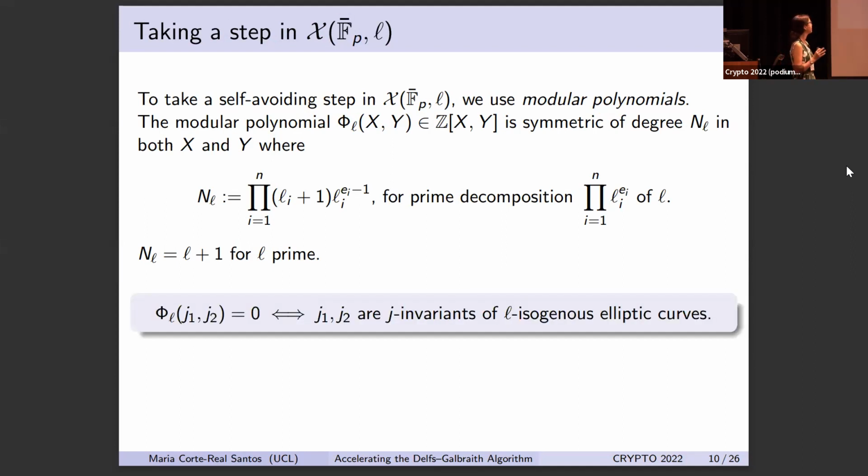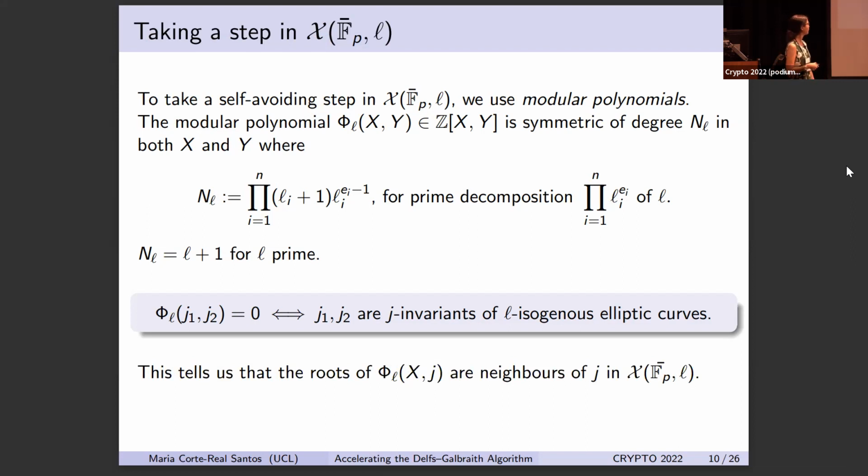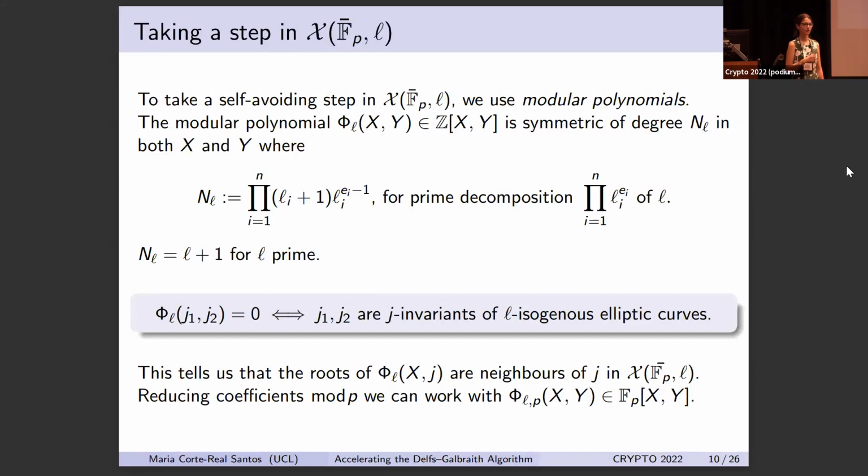And the key point of these modular polynomials is that if you evaluate them at two J invariants, it will evaluate to 0 if and only if the elliptic curves represented by these J invariants are L isogenous, so they're connected by some L isogeny. And so if we evaluate our modular polynomial at J, then we can compute the roots of this polynomial, and these will be the neighbors of that J invariant in the L isogeny graph. And just a technical point is that we can reduce the coefficients of our modular polynomial mod P, and this ensures that we have no storage issues.